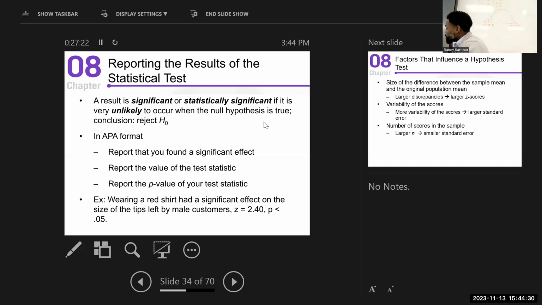So what we're going to do is learn how to calculate our Z-score, and we're going to learn how to compare that Z-score. Not really learning, but we're going to do that so that you can make your decision. And that's how you do it.